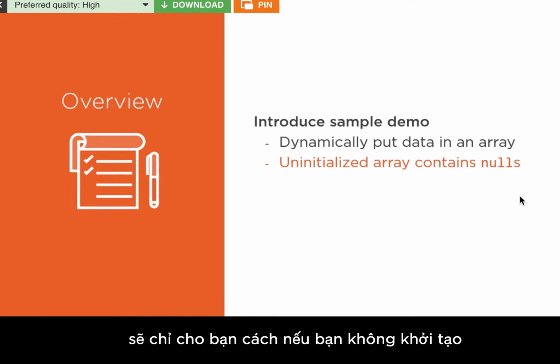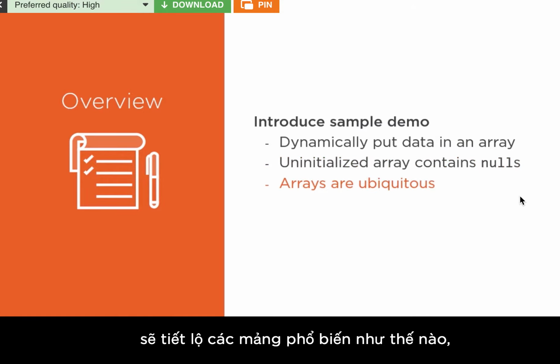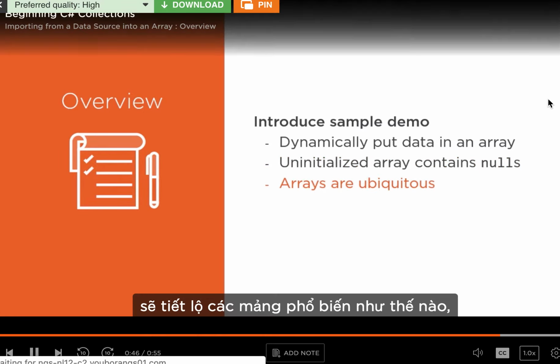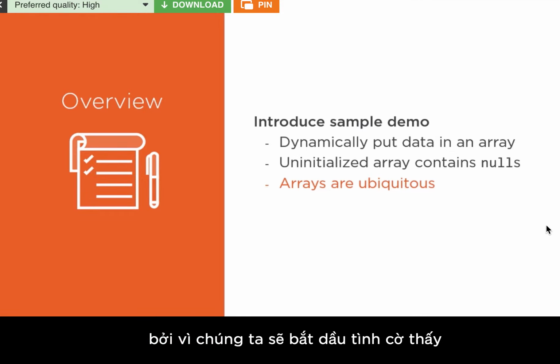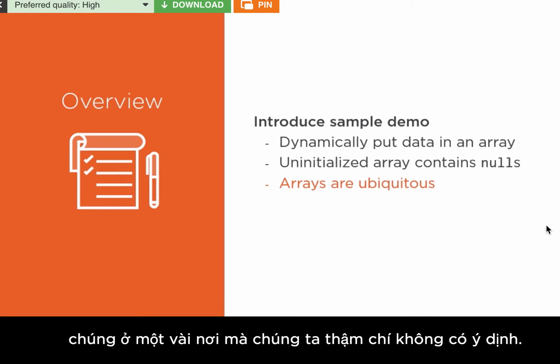I'll show you how, if you don't explicitly initialize an array, it still starts life full of data, but for reference types, that data is all nulls. And the code will reveal how ubiquitous arrays are, because we'll start stumbling over them in a couple of places where we weren't even intending to.